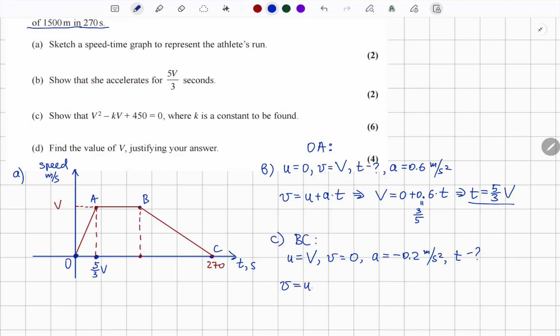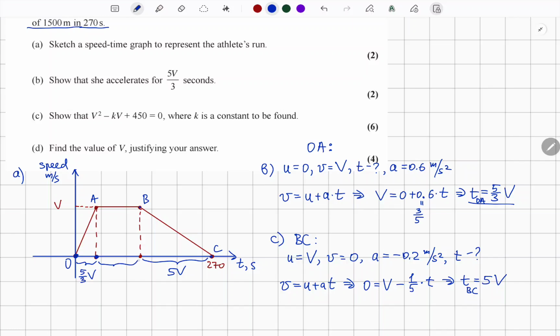v equals u plus at. It follows that v is 0, u is capital V, minus 0.2, which as a simple fraction is 1/5, times time. It follows that time is equal to 5V, but this is the time during BC. That was the time during OA. So this is 5V, and it's better to write it this way, 5/3 V, like this.